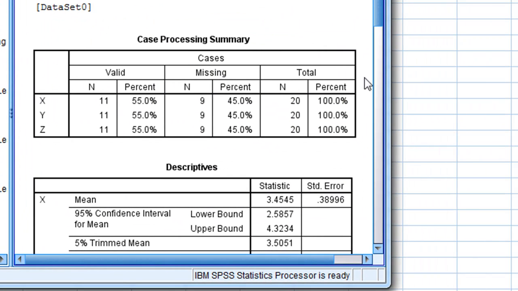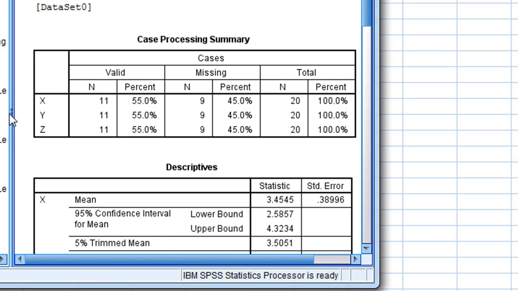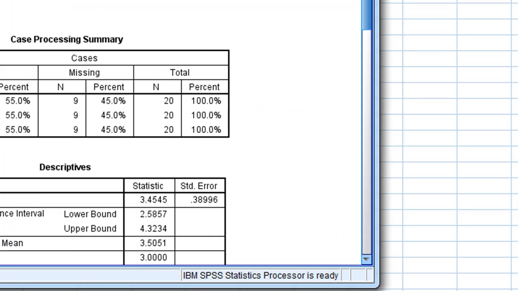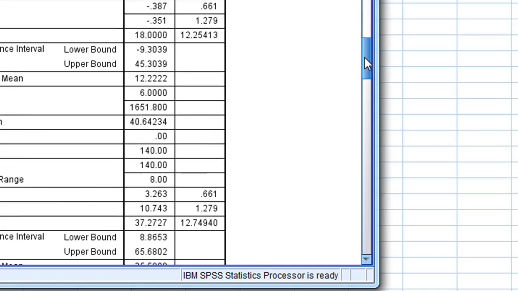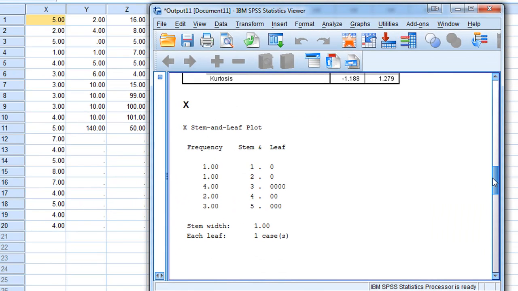Here's my output. I'm going to bring this a little bit closer to the actual data so we can compare it as we interpret it. There's my first stem and leaf plot.